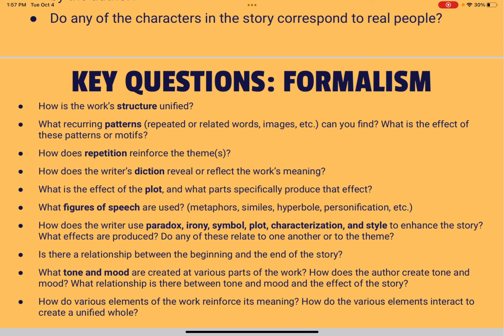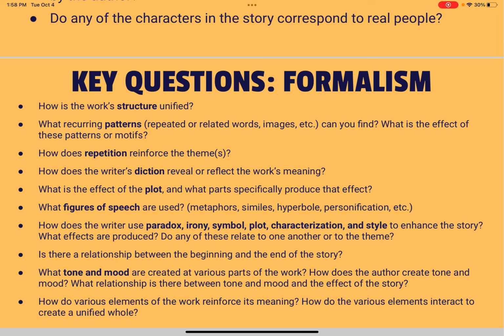So we want to be looking, like in poetry, do we see any patterns or do we see any motifs in the text, and does that connect to the theme? How does repetition reinforce the themes of the poem? How does the writer's diction, which is word choice, reveal or reflect the work's meaning?